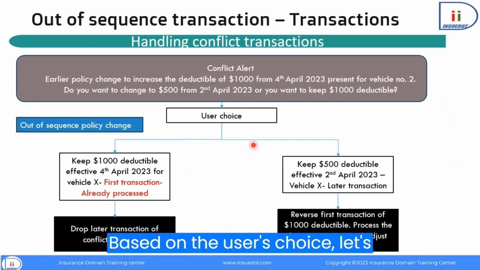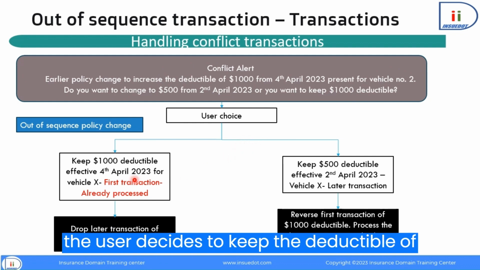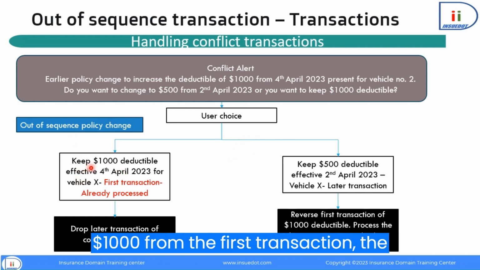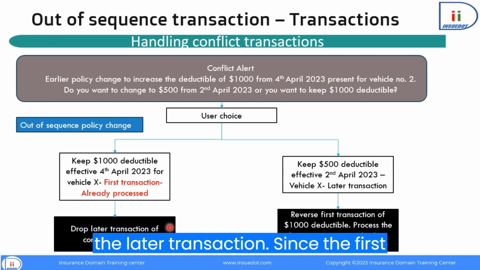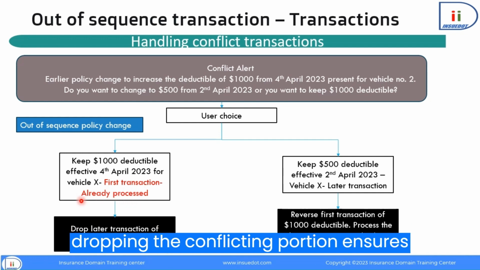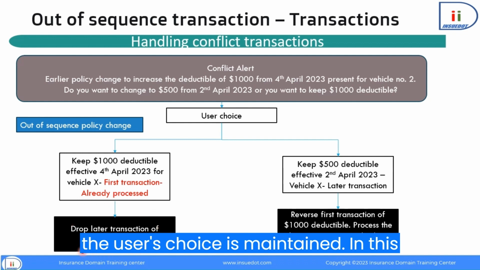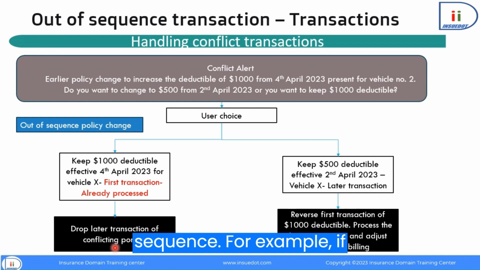Based on the user's choice, let's understand how the system reacts. If the user decides to keep the deductible of $1,000 from the first transaction, the system drops the conflicting portion of the later transaction. Since the first transaction is already processed, only dropping the conflicting portion ensures the user's choice is maintained. In this scenario, the addition of the second vehicle will be considered out of sequence.